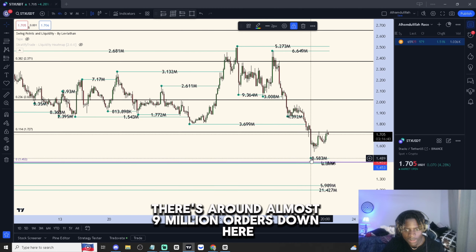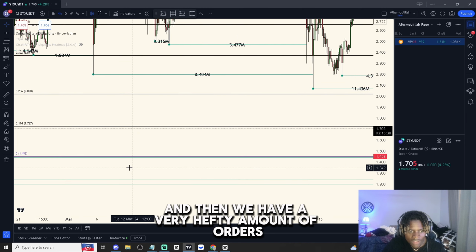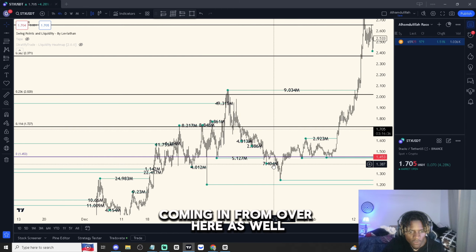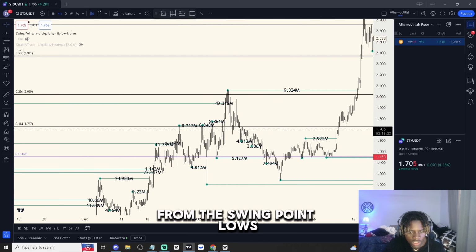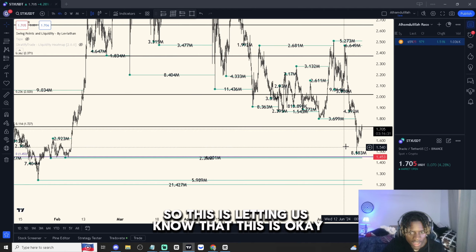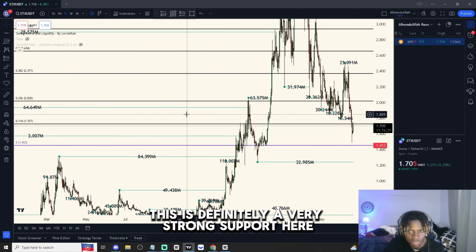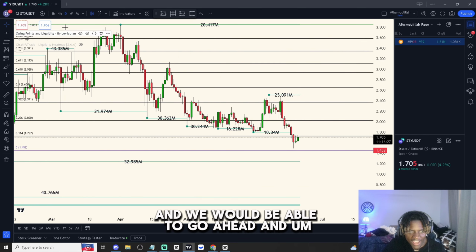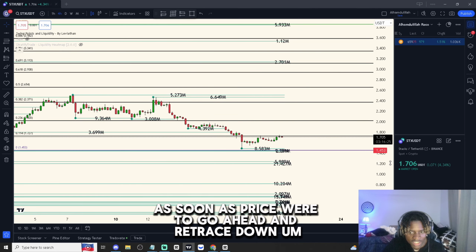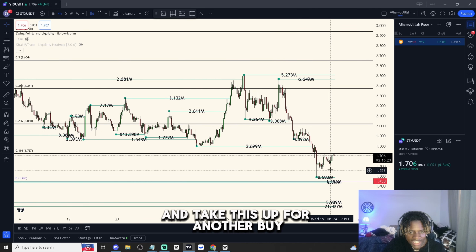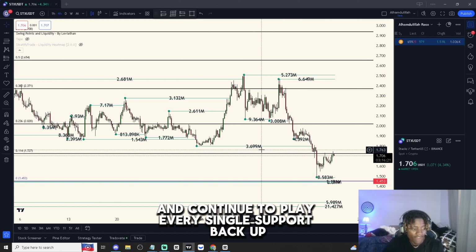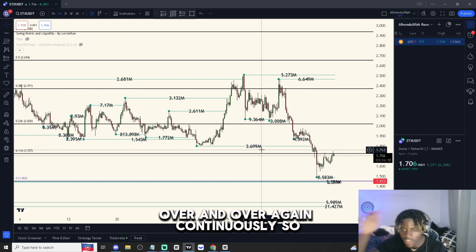As you guys can see, there's almost 9 million orders down here, and then we have a very hefty amount of orders coming in from over here as well, from these swing point lows. So this is letting us know that this is definitely a very strong support here, and as soon as price were to retrace down, we would go ahead and take this up for another buy and continue to play every single support back up over and over again continuously.